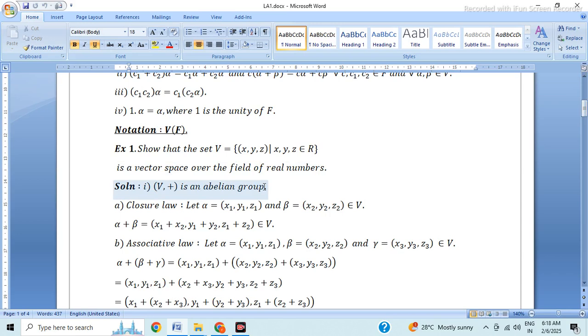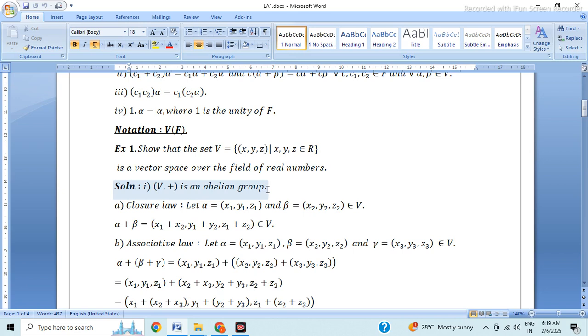Then what do we have to prove in the first case? If V is a space, then we have to show that it is a vector space. For that, we take all the conditions. First, what should we prove? V plus is an abelian group. All of you first of all write the question: show that the set V, the set of all (x, y, z), is a vector space over the field of real numbers. Just write the question. Then we can prove each condition one by one.